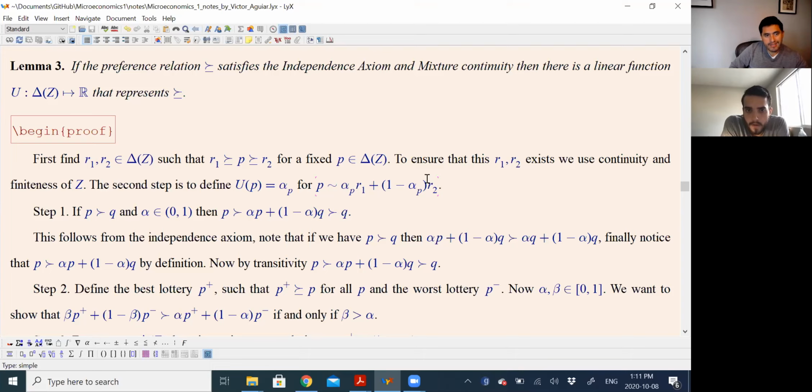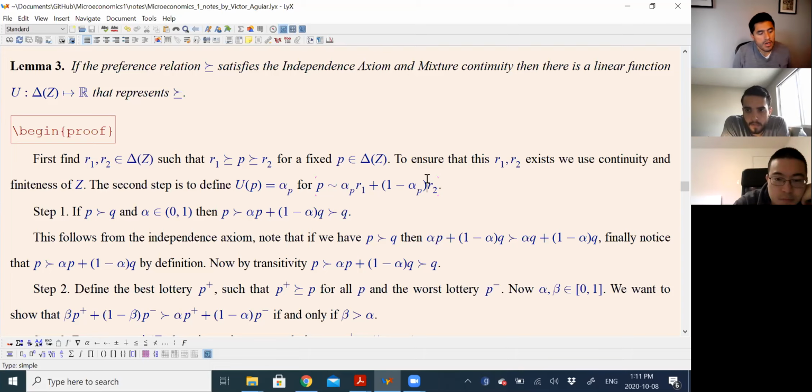Okay, so this step is, as usual, the step where the proof has some spark, right? This is not algorithmic. This is the creation of the person that did this proof, von Neumann and Morgenstern. So we are proposing this mixture parameter as the utility number, okay? And then we're going to show that this function that I created is linear.